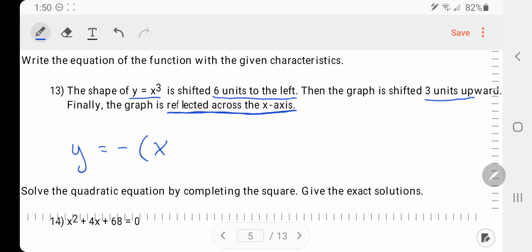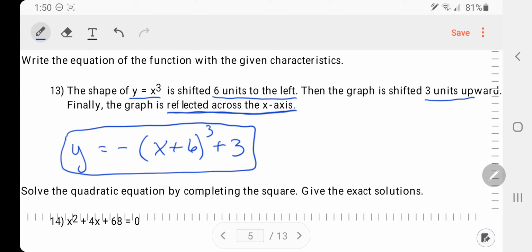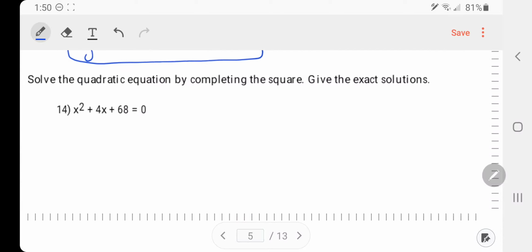All right, so left is plus. So it's going to be 6 units left, which means a plus 6. And remember that a shift left or right goes inside the function. And so that'll be inside the cube. And then the up or down shift goes outside the function. Plus is up, minus is down. And so we're going to have a plus 3 outside. And that's the equation. 13 is done.